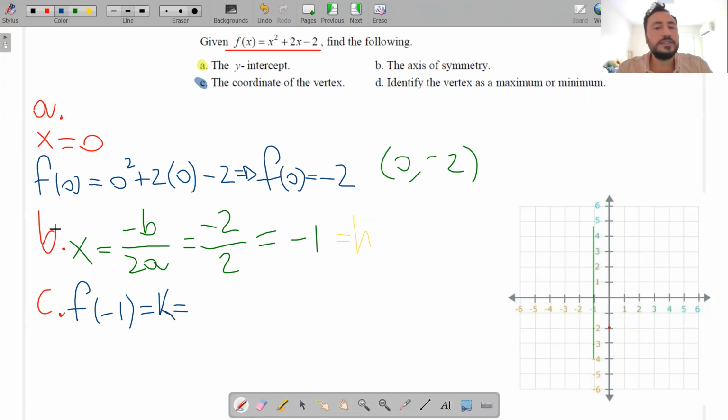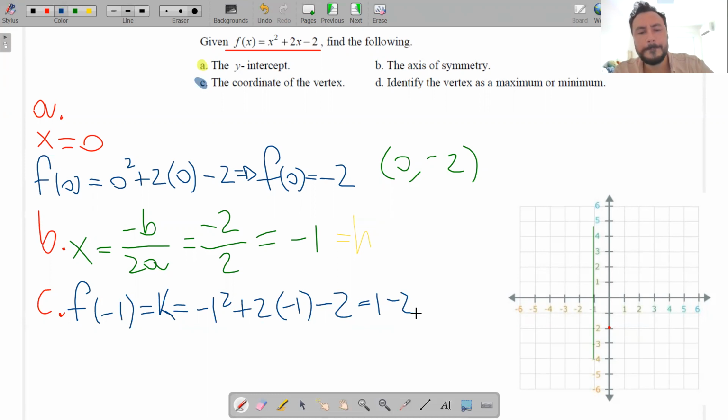So now it's going to be -1 to the power 2 plus 2 multiplied by -1 minus 2. -1 to the power 2 is just 1, minus 2, minus 2. So this will be equal to -3. So the coordinates of my vertex will be -1, -3. This one will be right here at this point.